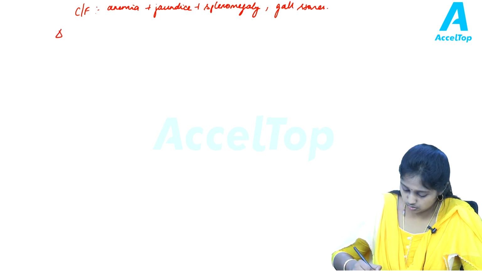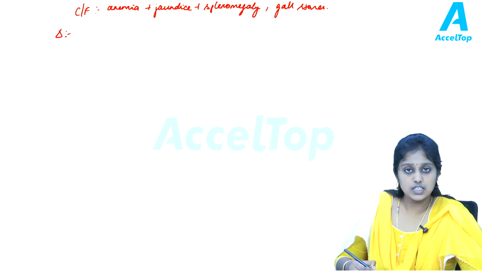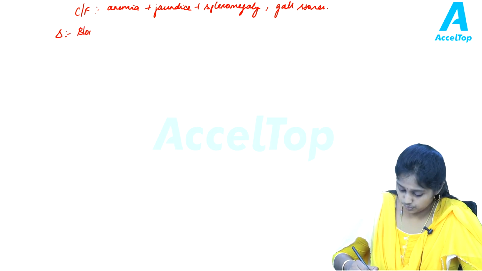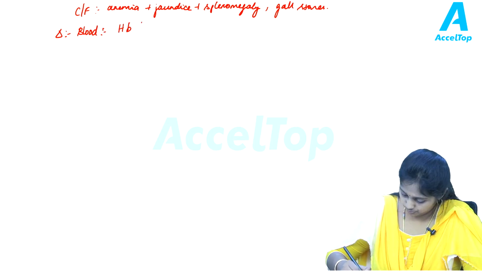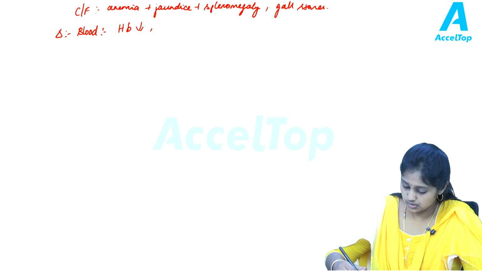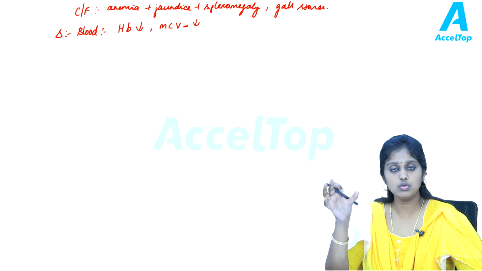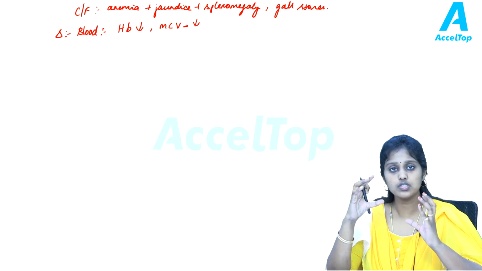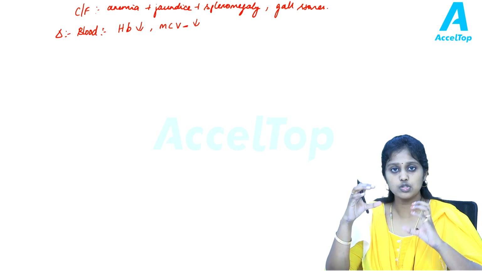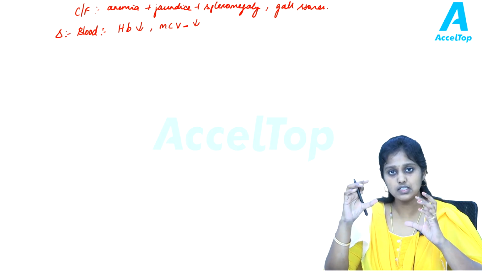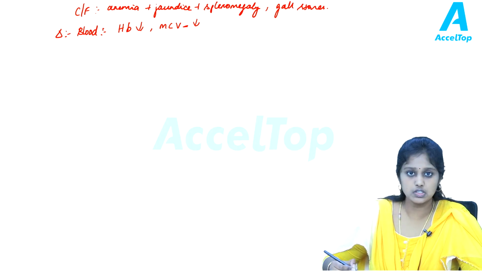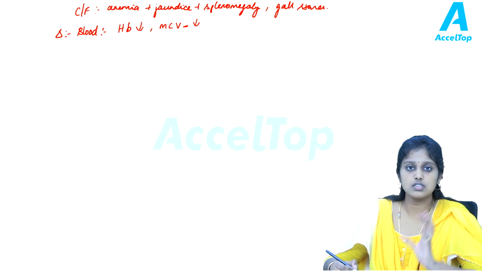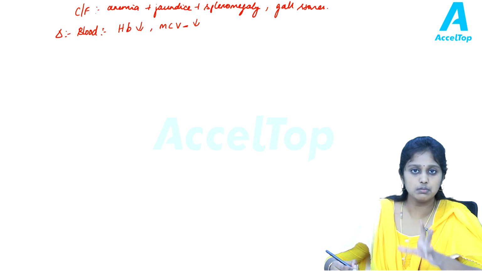Now we'll move on to the diagnosis. What are the investigations you will do? You have to do the blood investigations. In the blood investigations, hemoglobin is reduced, mean corpuscular volume is reduced. Why is MCV low? Because these cells have a low surface area to volume ratio. So they assume the smallest possible diameter, resulting in lower volume of the RBC. So the mean corpuscular volume is low. There is no central pallor, so the RBC appears completely hemoglobinized.